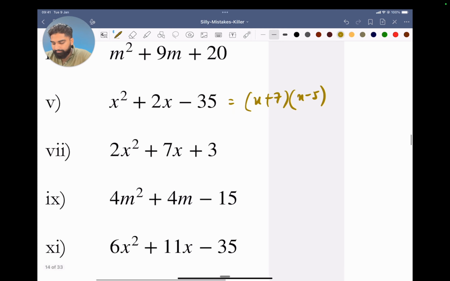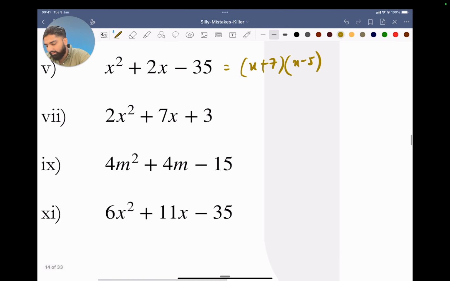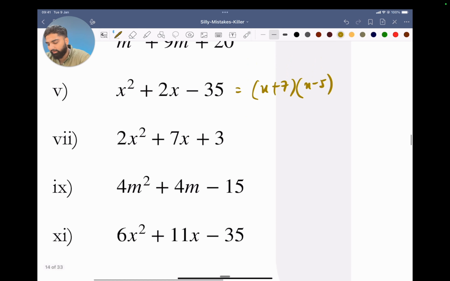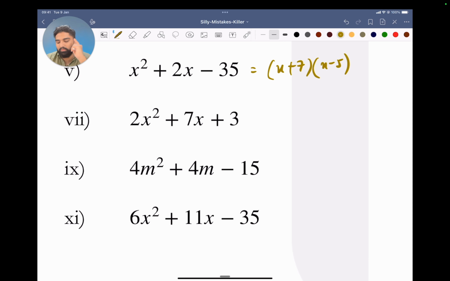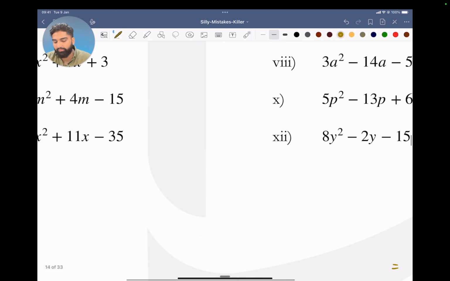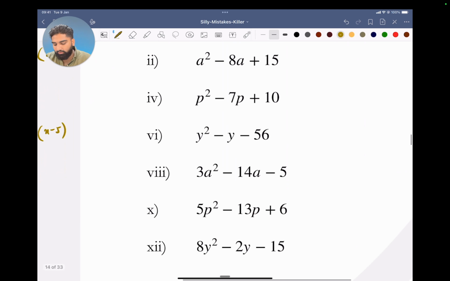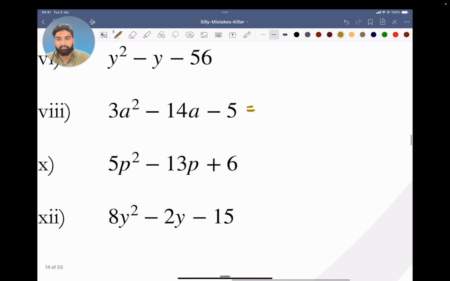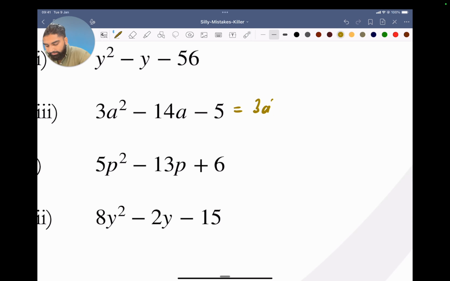Now, it's all fun and games till you have a number at the front. So quadratics that look like this, where there's a 1 here, we call these monic quadratics. It comes from the word mono, which means 1. Whereas here, if you have a number at the front, now they're non-monic, which means they don't have a 1 at the front. And the way you do this is 1 extra step, just 1. I'll do this one here.